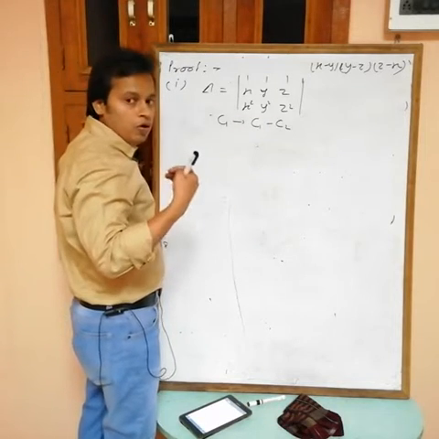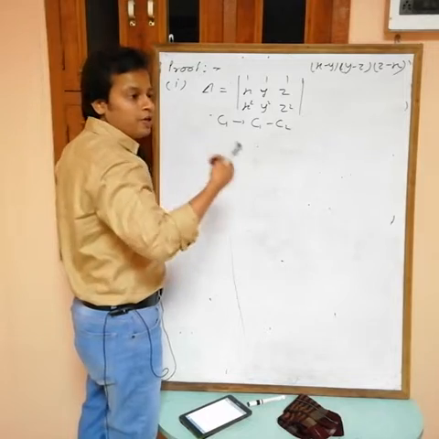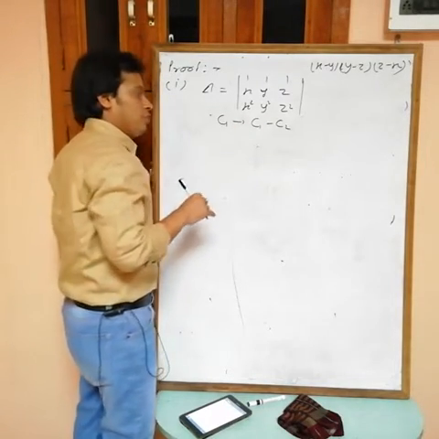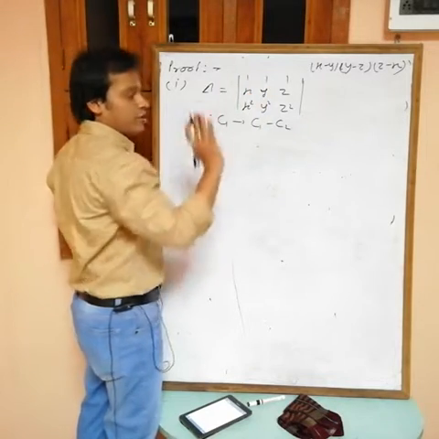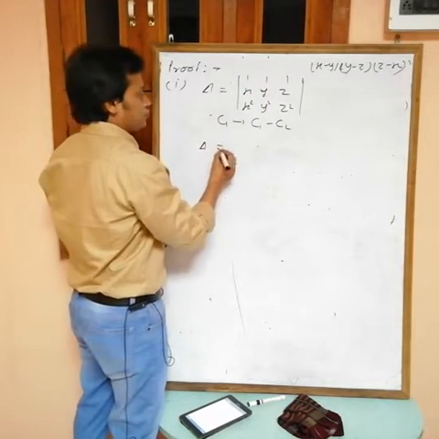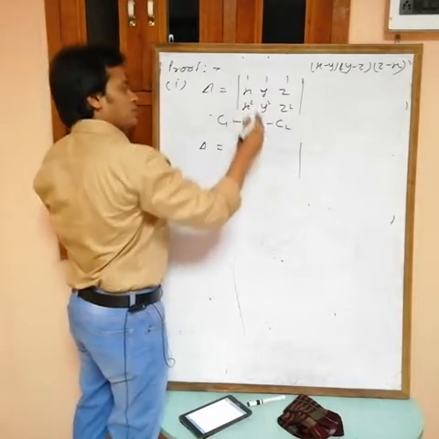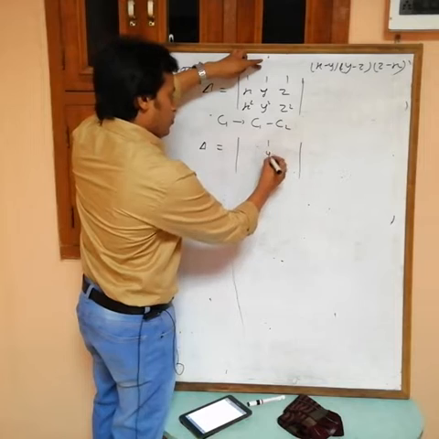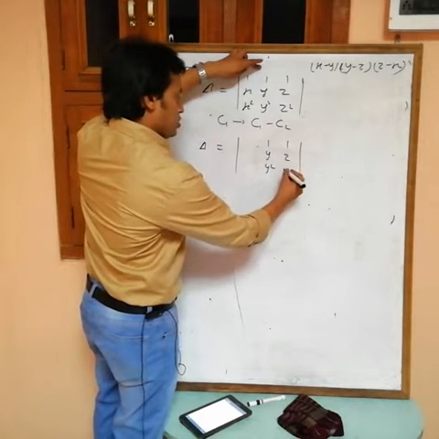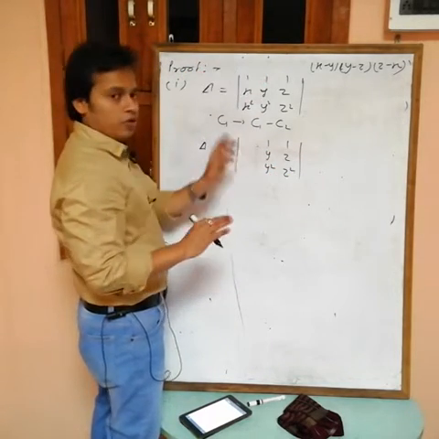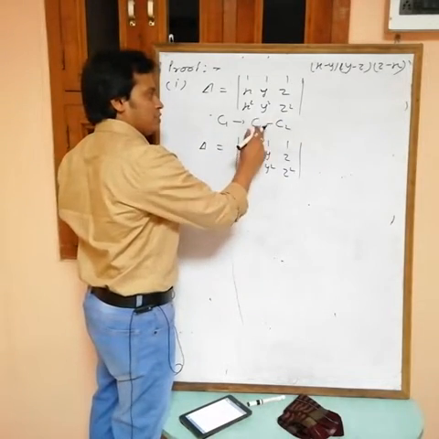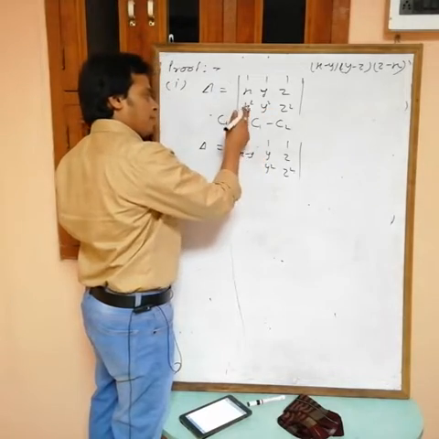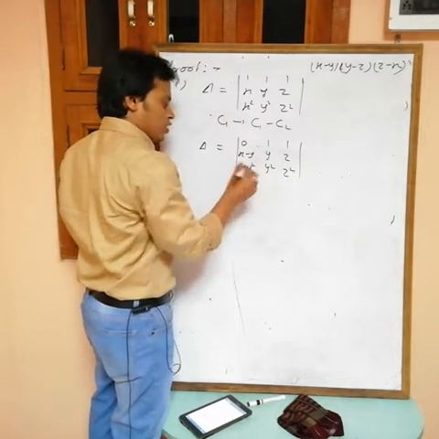In any row or column we can add or subtract the constant multiple of another row or column. So in C1 I am subtracting C2, no problem. Now see, C1 minus C2. We are changing only C1, so C2 and C3 remain the same: 1, y square; 1, z square. In C1 we are doing C1 minus C2: 1 minus 1 is 0, x minus y, x square minus y square.